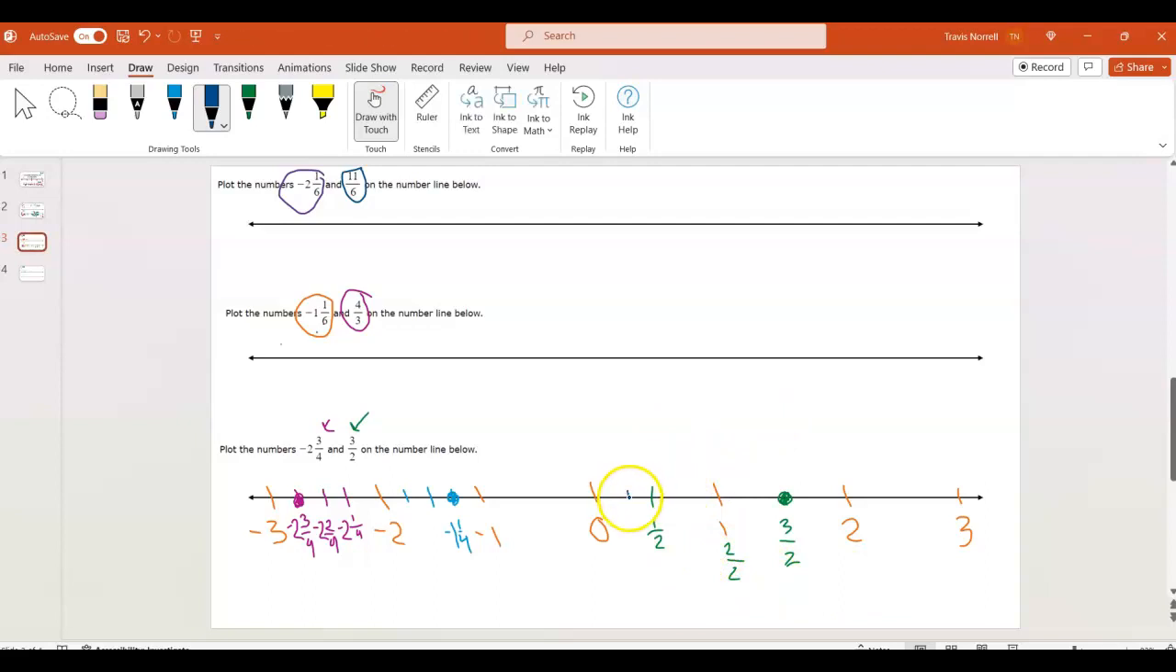If we cut these in half, we can find fourths. Here we would have +1/4, +2/4, +3/4, +4/4. 4 goes into 4 one whole time, +5/4, +6/4, +7/4.